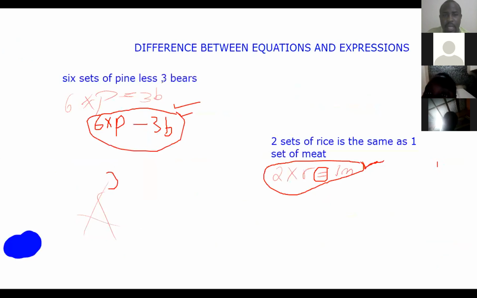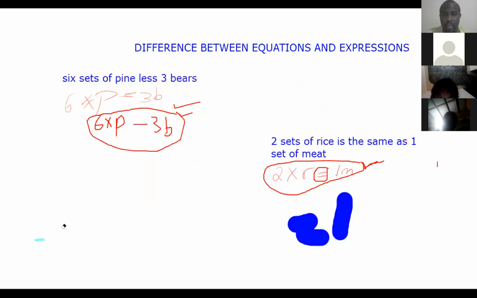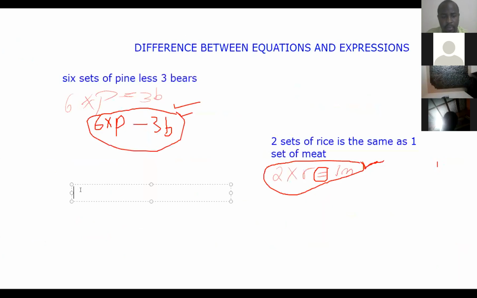Equation. I'm giving you the example now. So let's go. Who's writing on the board? Expression, sir. All right, here goes this example. 4p plus 2m. Is this an equation or expression? Expression. What if I do this?